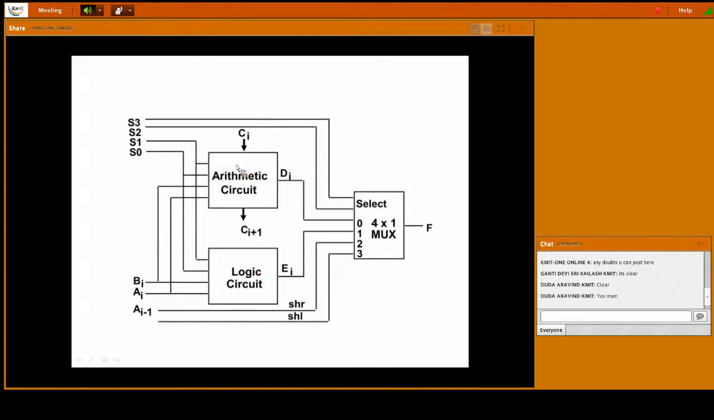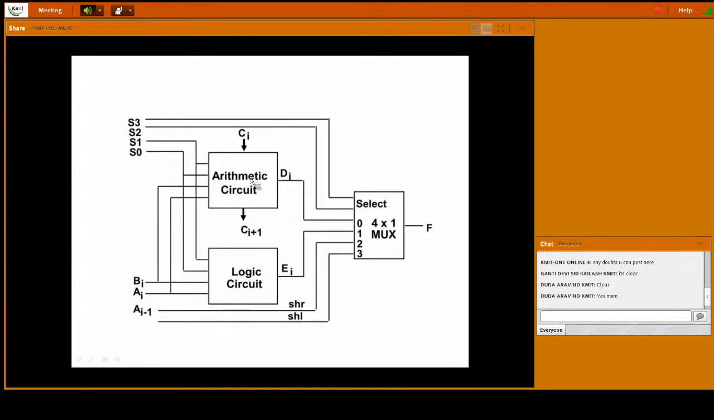What will this arithmetic unit do? This arithmetic circuit will perform all the arithmetic micro operations like add, subtract, increment, transfer, decrement, and so on. Similarly, this is your logic unit. This circuit will perform logic micro operations like AND, OR, XOR, NOT, and so on. Right?